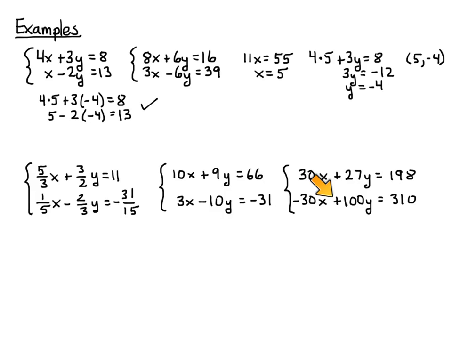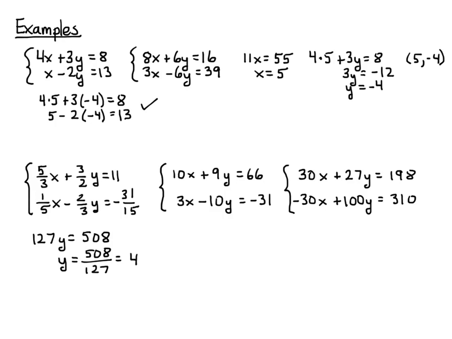This used to be a negative, now it's a positive because I multiply it by -10, and the -10 times -31 is positive 310. So it looks like it's getting messy, but it's not too bad. We'll add these two together, and we get 127y equals 508. And so 508 divided by 127 is 4. So nice, we got a nice integer.